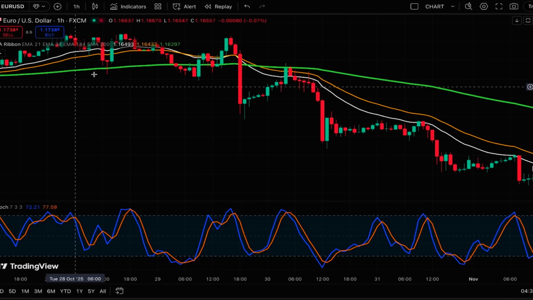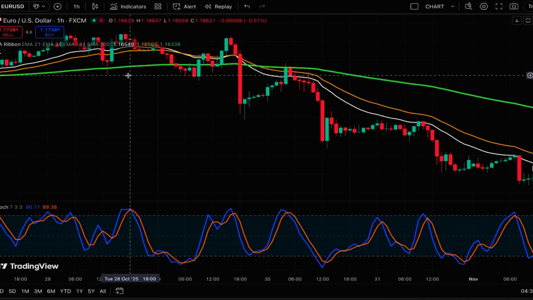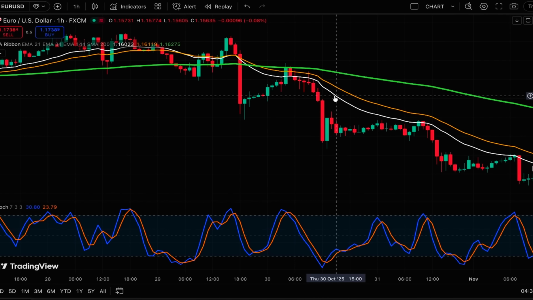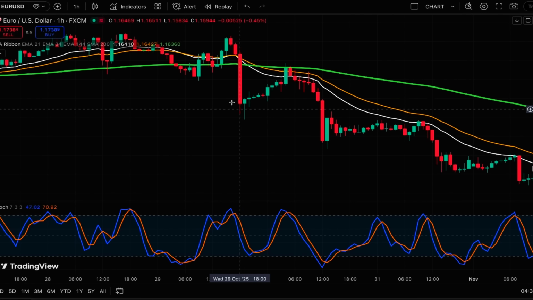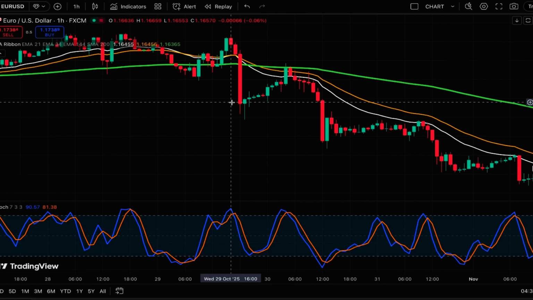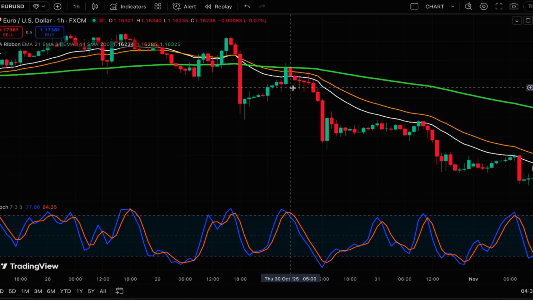This green line here, which is an EMA with length of 144, we use it for identifying the major trend of the market. And then the orange line and the white line, which are EMA with length of 34 and 21, we use them for identifying minor trends of the market in a short position setup, which is actually a reversal of the price from an uptrend to a downtrend.